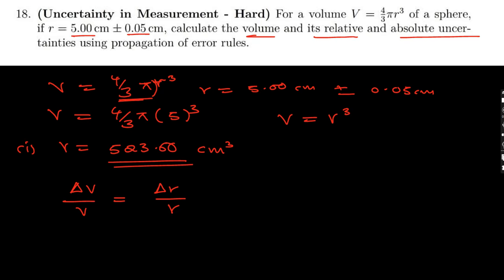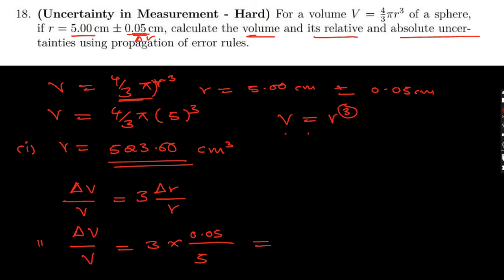This means that the relative uncertainty in volume is 3 times the relative uncertainty in radius, because of this power 3. Some tutors just tell you that if you have the power of 3 there, just put 3 here. But this is what it means. So to find the relative uncertainty, you say delta V over V is 3 times delta R, which is 0.05, over the radius, which is 5.